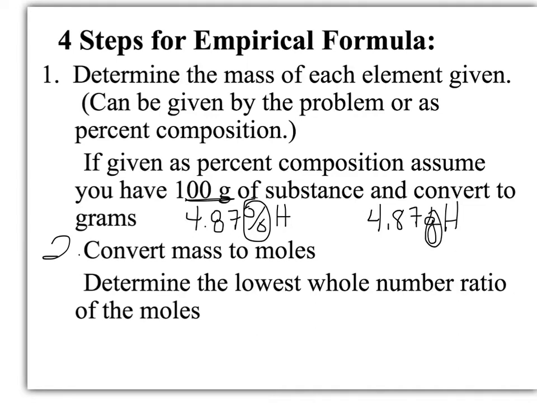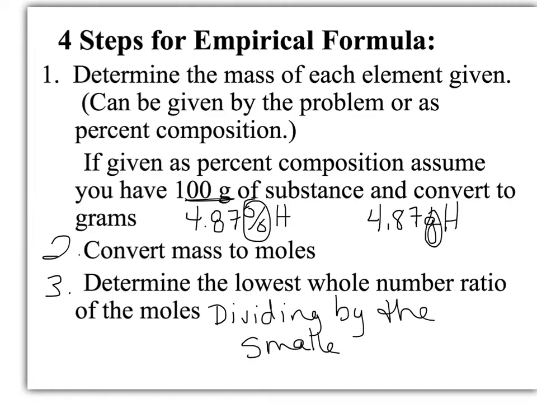Okay. The next step, step 2, is to convert from mass to moles. So we know how to do that, grams to moles, using the periodic table. Step 3 is to determine the lowest whole number ratio of the moles, and you do that by dividing by the smallest number.